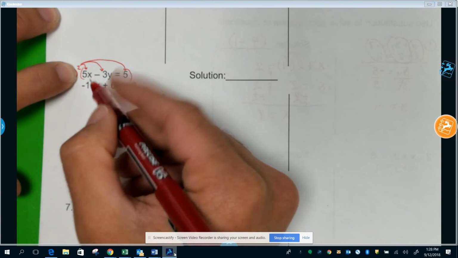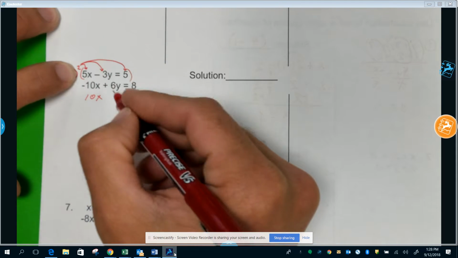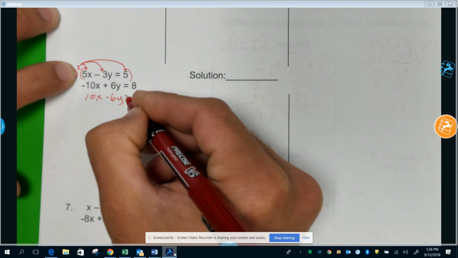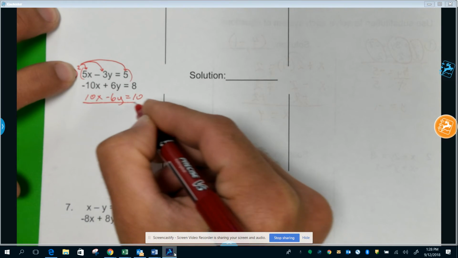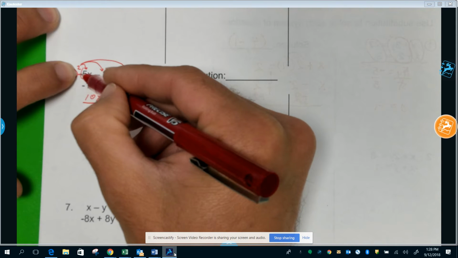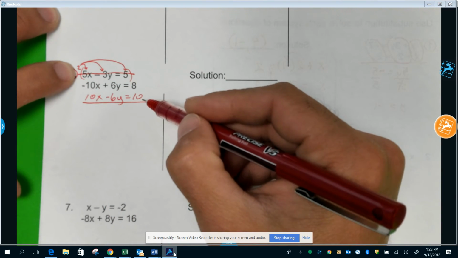So 2 times 5x gives me 10x. 2 times negative 3y gives me negative 6y. And 2 times 5 gives me 10. And I will not use that top equation anymore because I rewrote it. I changed the way it looks.